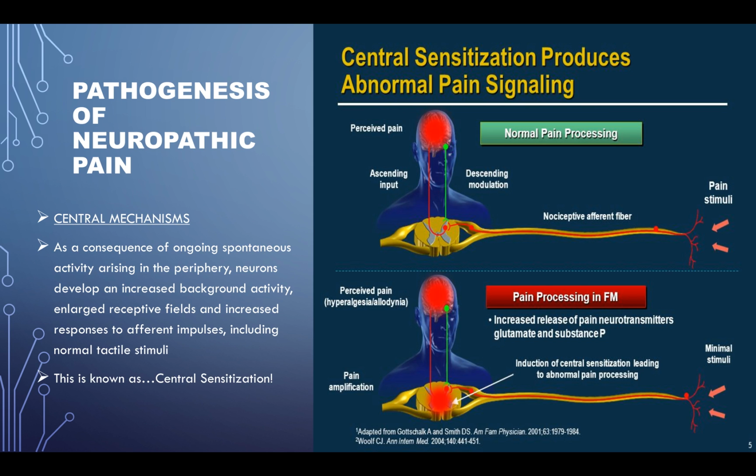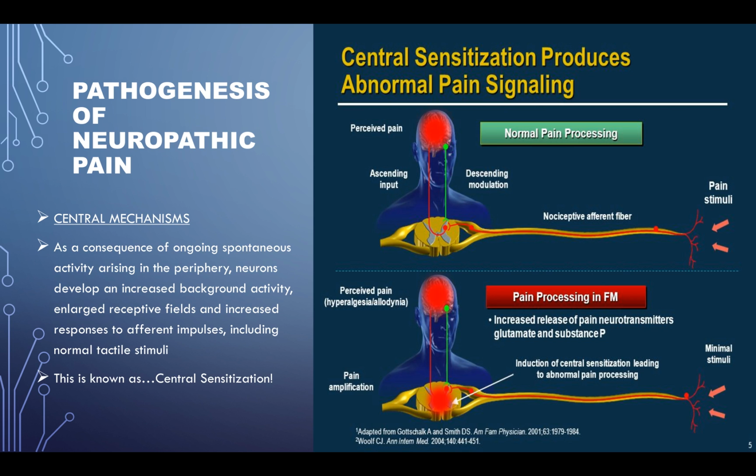I'm a visual learner, so I hope you like these. It shows normal pain processing on the top and then pain processing in fibromyalgia. You've got the minimal stimuli in the bottom right corner, and you get induction of central sensitization leading to abnormal pain processing because of increased release of the pain neurotransmitters glutamate and substance P. So those pathways become efficient, and there's pain amplification in the central nervous system, and perceived pain happens even with minimal stimuli.